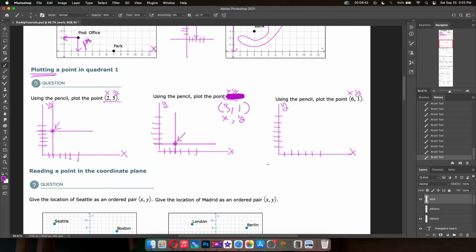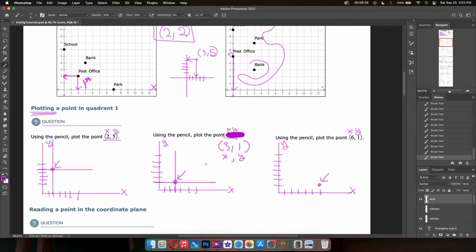Over here, 6, 1. So 6 is the x-axis, 1, 2, 3, 4, 5, 6, and then I go up 1. And now you can see I'm good enough at this now that I don't even need to draw my tracing lines. So that's the very basics on how you read a point and how you plot a point.